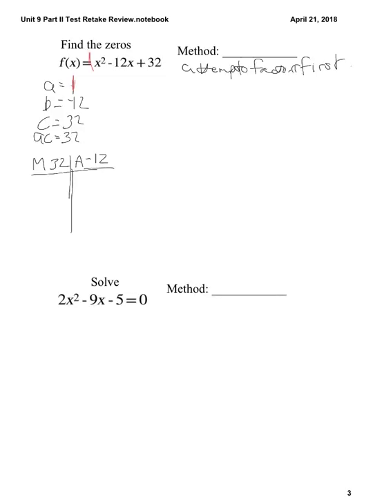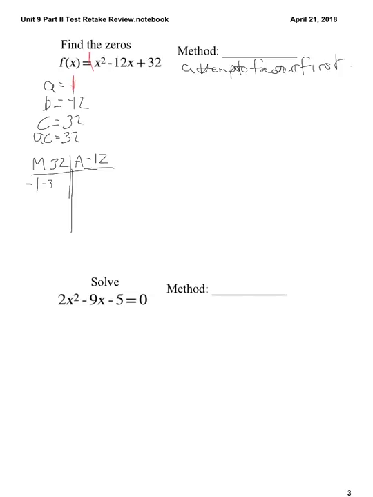If we have a positive 32 as our product, and our sum is negative, that tells us the only way we can do that is if one of our factors is negative. But if our product is positive, both of our factors need to be negative. So this makes things easy.